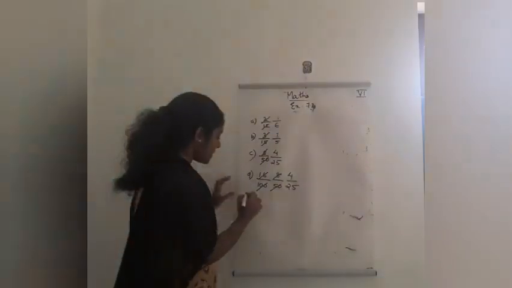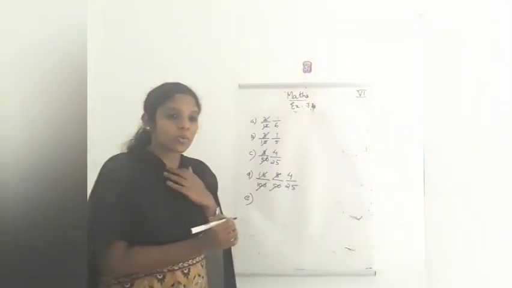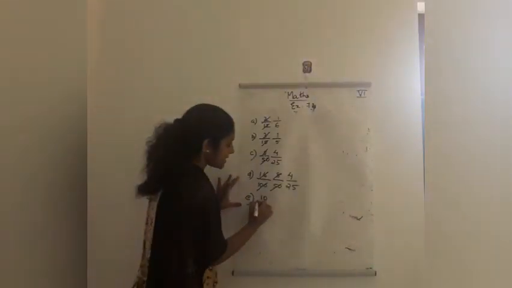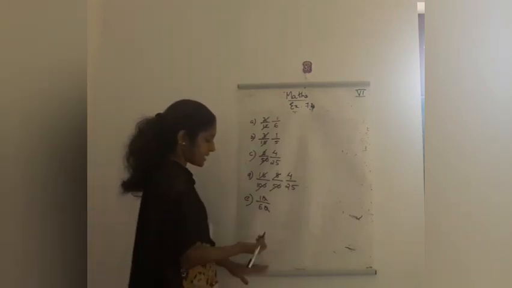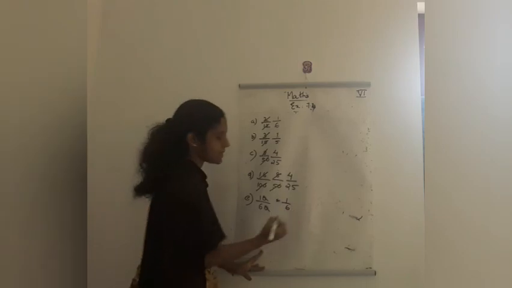So like that questions are given. You have to simplify it. So when you simplify it, you can see another question. E, the question is 10 by 60. In the fraction I mentioned, if both have 0, we can cancel the 0s. What remains is 1 by 6.